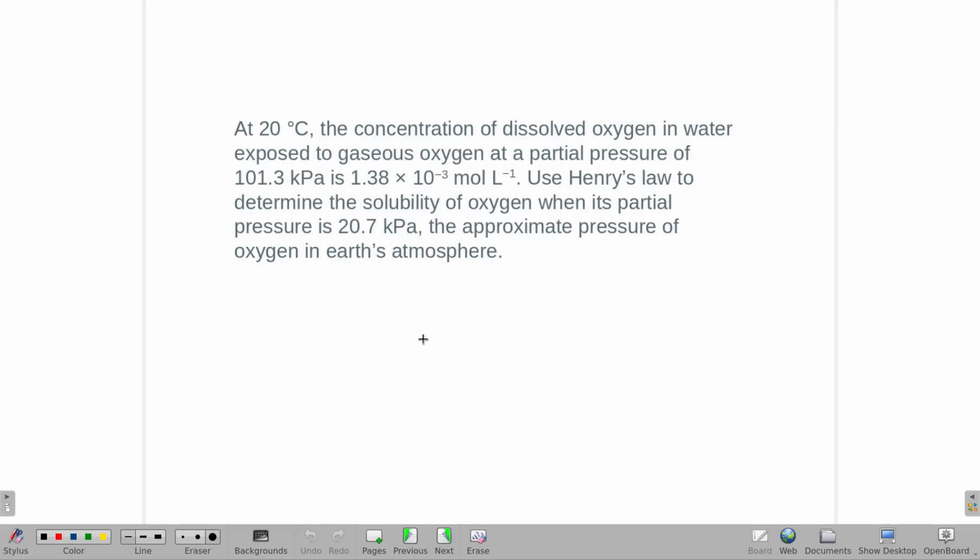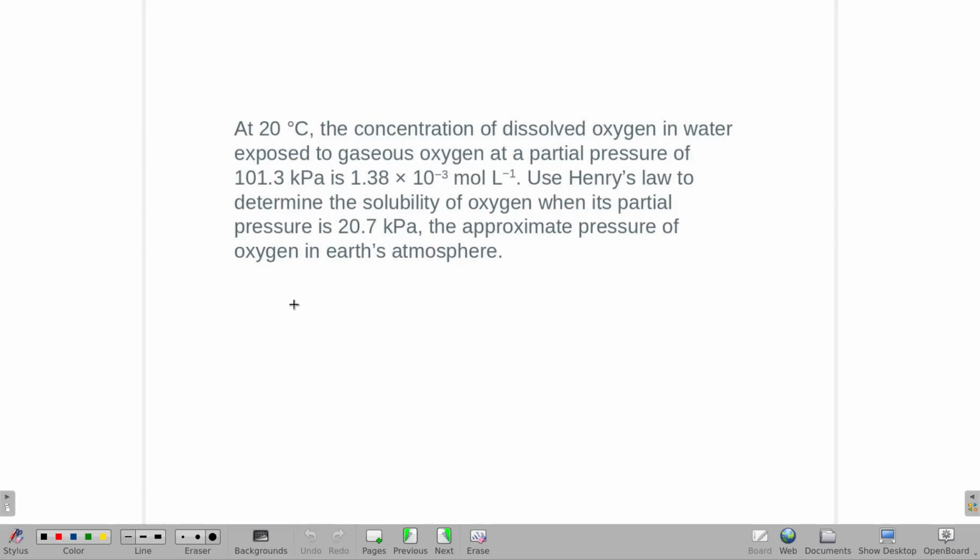All right, so here's how we could actually use this. At 20 degrees Celsius, the concentration of dissolved oxygen in water, at a partial pressure of 101.3 kilopascals, is 1.38 times 10 to the negative third moles per liter, molarity. Use Henry's law to determine the solubility of oxygen when its partial pressure is 20.7 kilopascals, the approximate pressure of oxygen in the atmosphere.